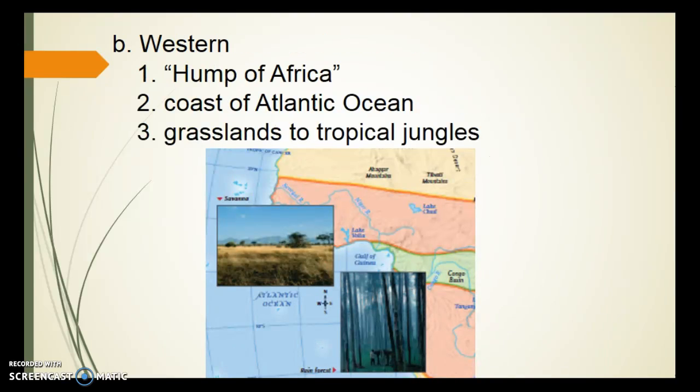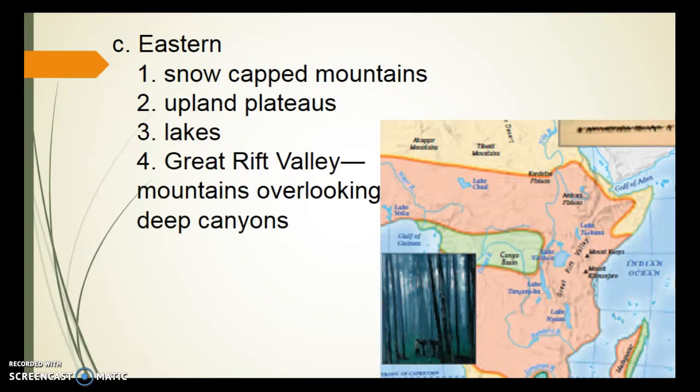The western portion is called the Hump of Africa. It juts out into the Atlantic Ocean. It has lots of grasslands all the way up to thick tropical jungles. The eastern portion has mountains, or maybe not as significant as other continents, but highlands and plateaus more than mountains. Lots of lakes, you can see that, and we identified those earlier before.